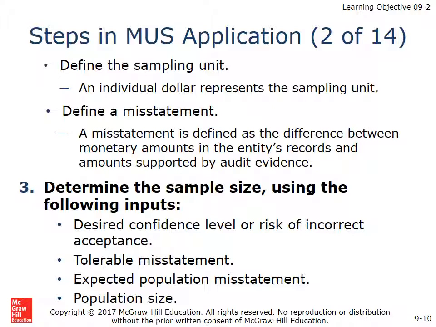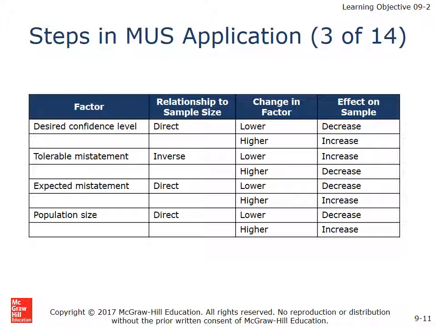If your expected misstatement is lowered, then you'll decrease your sample size. If it's higher, you expect more misstatements, so you want to make sure you sample more. As your population size decreases, so does your sample size. If your population size is higher, your sample size increases. So it's just showing you the relationship of these different items and how they impact the sample size. And there it is again on this slide. That's what we just looked at.